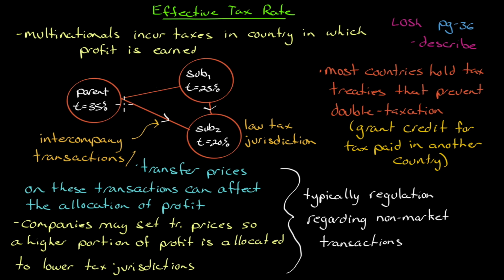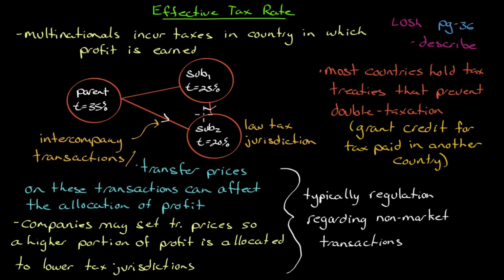Let's take a situation like this where we have a parent that has a statutory tax rate of 35%, and two subsidiaries. Subsidiary 1 is in a jurisdiction that has a statutory tax rate of 25%. Subsidiary 2, 20%. So where would we like to earn the majority of the profit? We'd like a situation where the parent and subsidiary 1 break even, and subsidiary 2 pays all the taxes, right? Because that's the lowest tax rate. We call that the low tax jurisdiction.